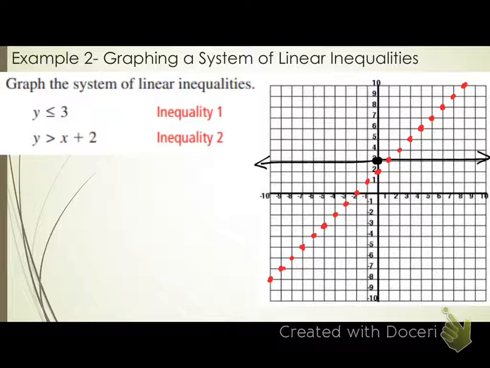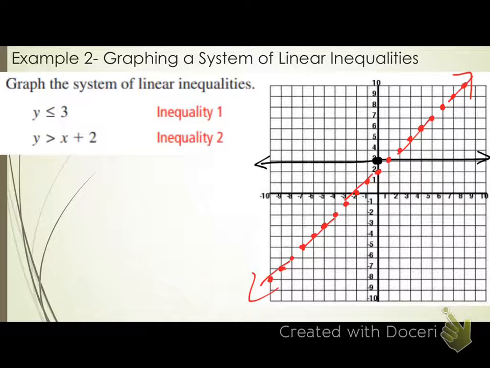And is this a solid or dashed line? It's a dashed line. Any questions on how I got either boundary line? No. Okay. Here's the way that I like to shade. Let's look at my first boundary line: y is less than or equal to 3. Based on my inequality symbol, am I shading above or below this line? Below, because it's less than.